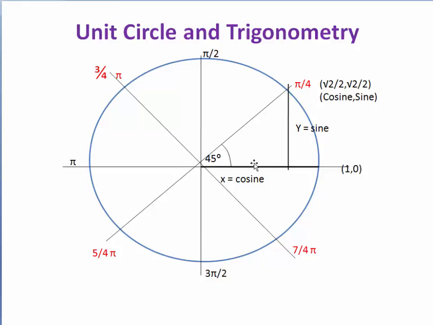Now using our 45, 90, 45 triangle, we get this cosine and sine as root 2 over 2 and root 2 over 2. So this is the cosine, this is the sine, x, y.